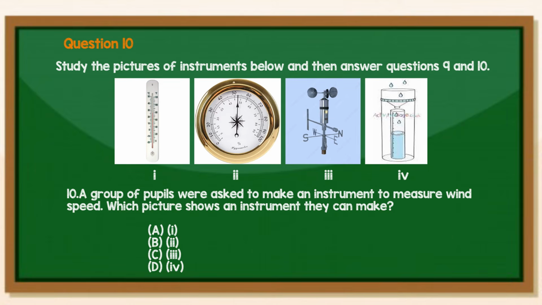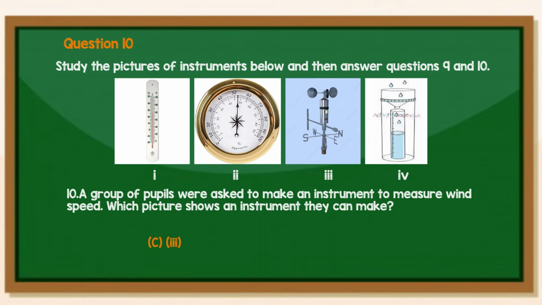A group of pupils were asked to make an instrument to measure wind speed. Which picture shows an instrument they can make? So A has 1, B has 2, C has 3, and D has 4. Looking at the pictures, the answer is at C, 3. The instrument or the picture that pupils can look at to make an instrument that measures wind speed is the instrument at 3.